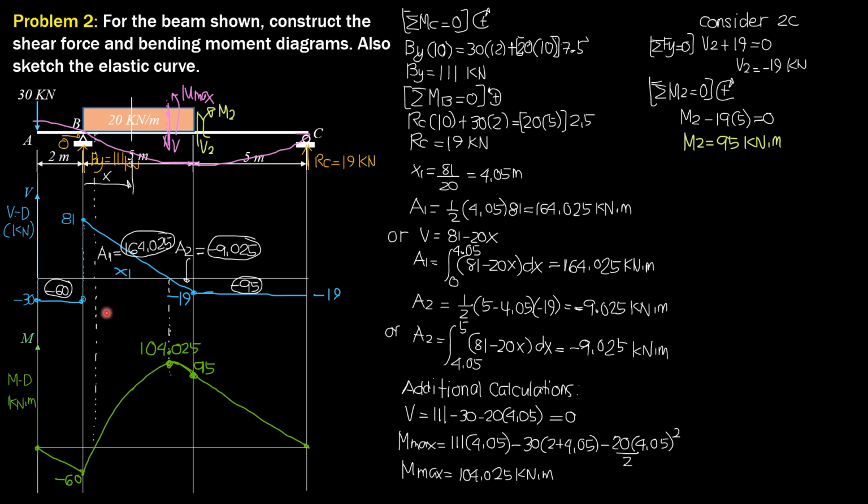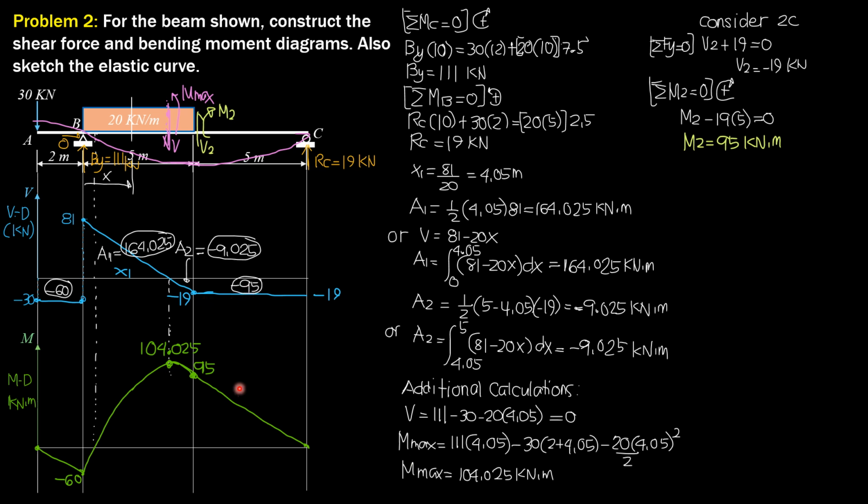And it is negative 60 plus 164.025, 104.025. Then plus area 2, which is negative 9.025, 104.025 minus 9.025, you get 95. Then finally, because the area here is negative 95, so 95 plus negative 95 is 0. It is a straight line again. The slope of this line is negative 19, constant. It is the shear intensity there.